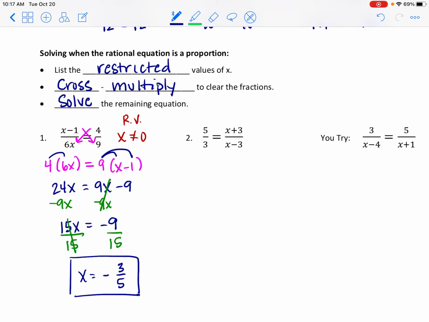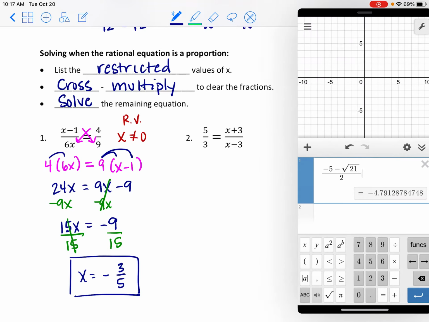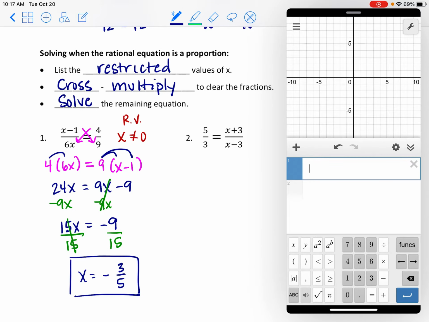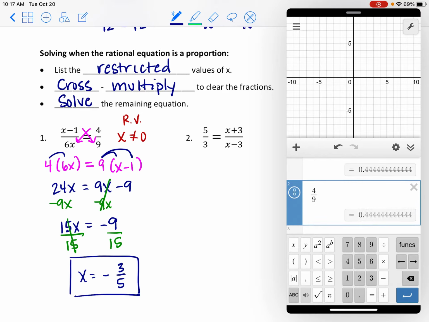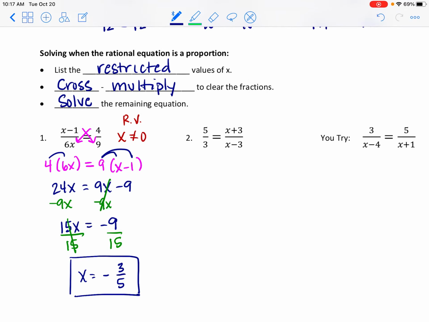Okay. Now, if you really wanted to check your work, you could use your calculator to do that. So if I make a fraction here, on the top of the fraction, I'm saying that negative 3/5 minus 1, and then on the bottom, 6 times the negative 3/5. That value should be equal to 4/9. And I could see that both of those are the exact same 0.4 repeating decimal value, so I've confirmed that is my solution. Okay? So let's try this again.